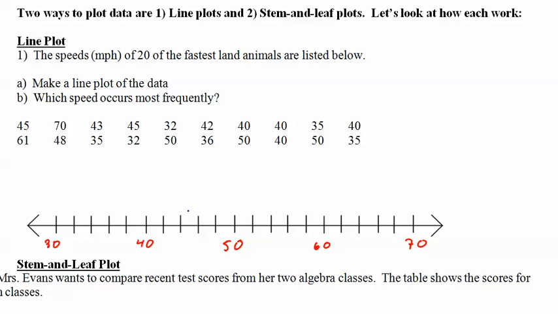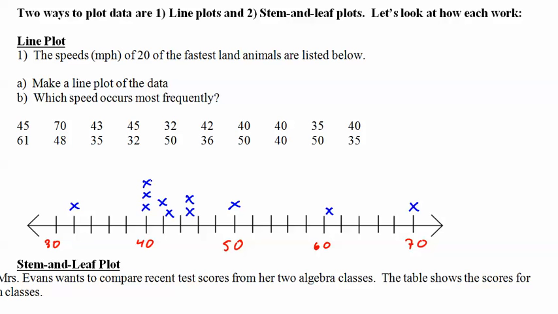So you just put an X here at 45, an X here around 61, an X here at 70, 43, another one at 45, 32, 42, 40, 50, 40, 40, and so on and so on. You just stack the data up. It's a line plot. So you can look at that.